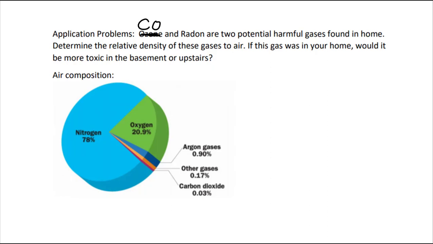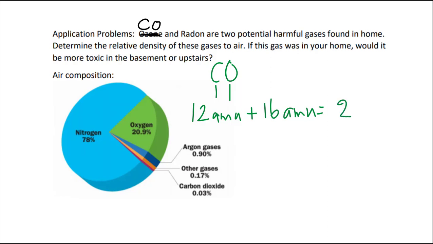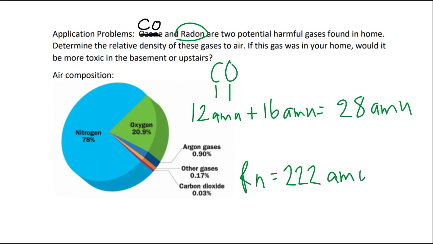Well, if we look at carbon monoxide, which is CO, we need to look at the periodic table and figure out what the mass of carbon monoxide is, or of carbon and oxygen. Well, carbon has a mass of 12 AMUs, plus oxygen, which is 16 AMUs. So that would give us 28 AMUs for carbon monoxide. And then if we look at radon, if we find that on the periodic table, radon's mass is 222 AMUs.